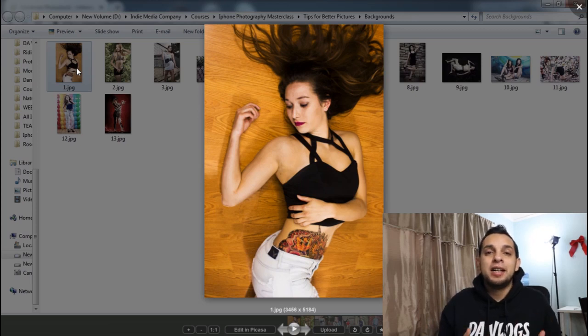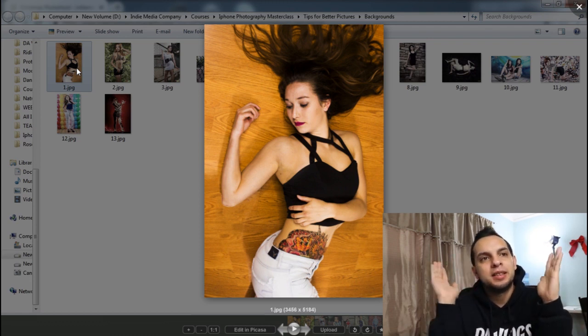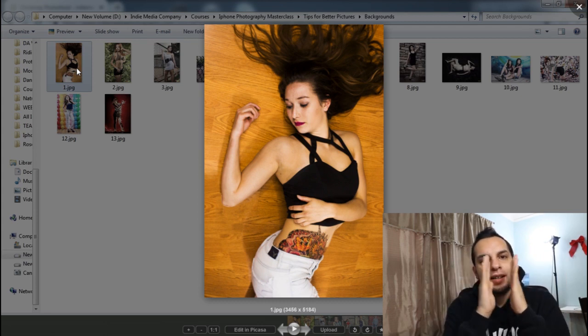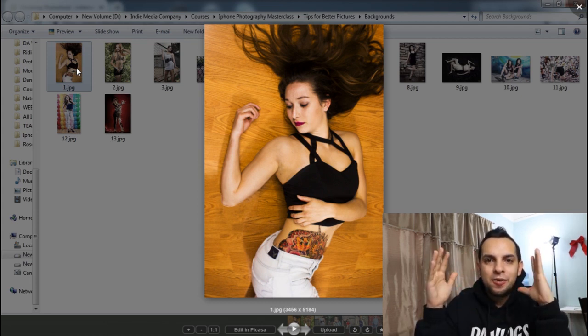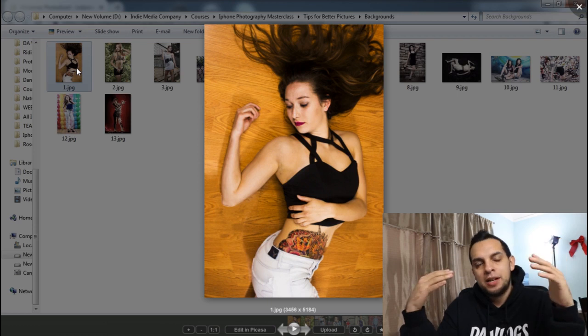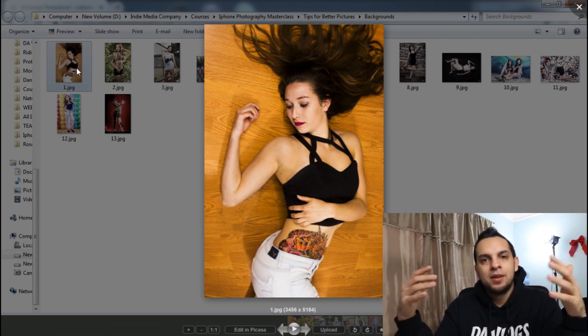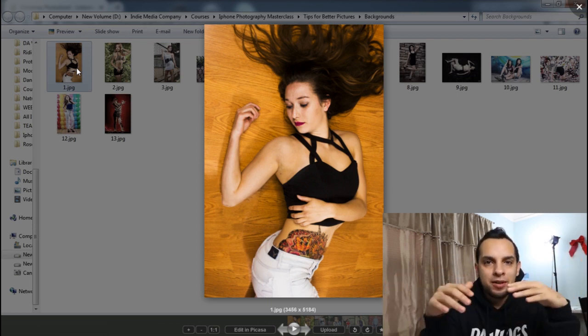In this section, we're going to be talking about backgrounds. Now, you can have a nice scenery and so on, but I'm going to be talking about just where you're literally putting your subject up against a background. Now, I'm always looking whenever I'm taking pictures of people of what makes good backgrounds.